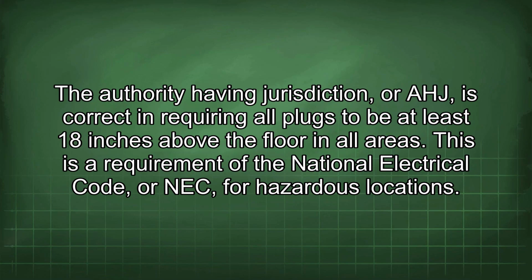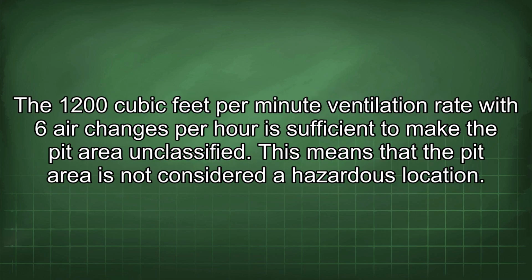The authority having jurisdiction, or AHJ, is correct in requiring all plugs to be at least 18 inches above the floor in all areas. This is a requirement of the National Electrical Code, or NEC, for hazardous locations. A 1200 cubic feet per minute ventilation rate with 6 air changes per hour is sufficient to make the pit area unclassified. This means that the pit area is not considered a hazardous location.